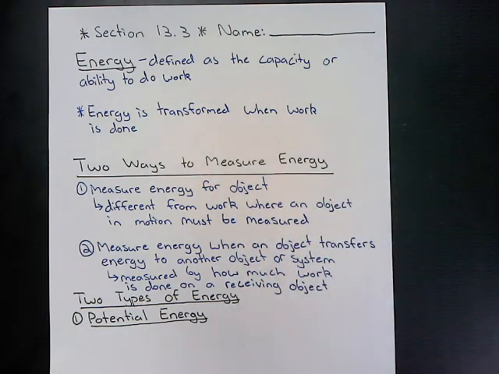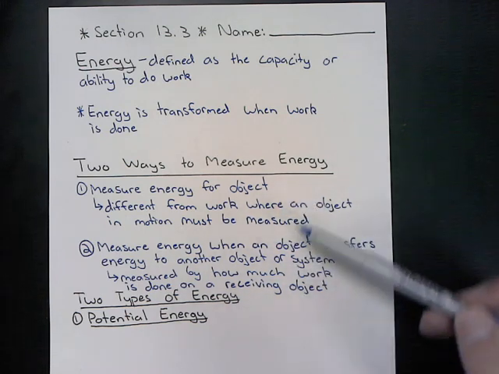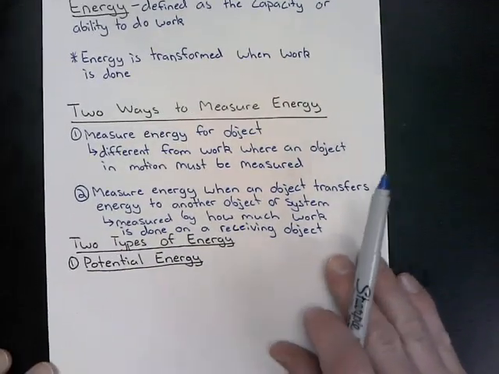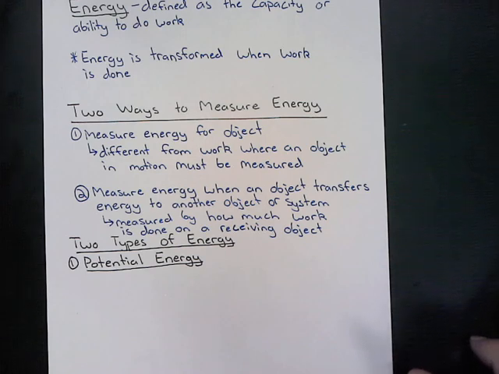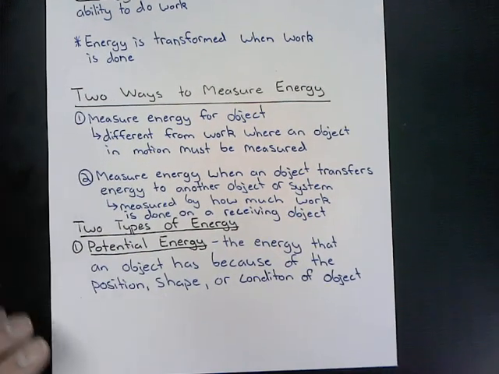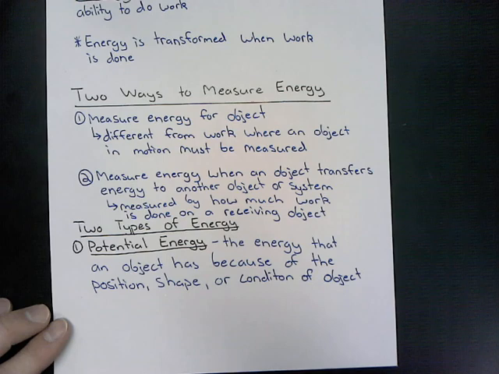All right, so we talk about the ways here to measure this energy. We can specifically define these two ways we measure energy into two different types of energy. The first type of energy that we have is potential energy. Potential energy is defined as the energy that an object has because of the position, shape, or condition of the object. Within the category of potential energy, there are two distinct categories.